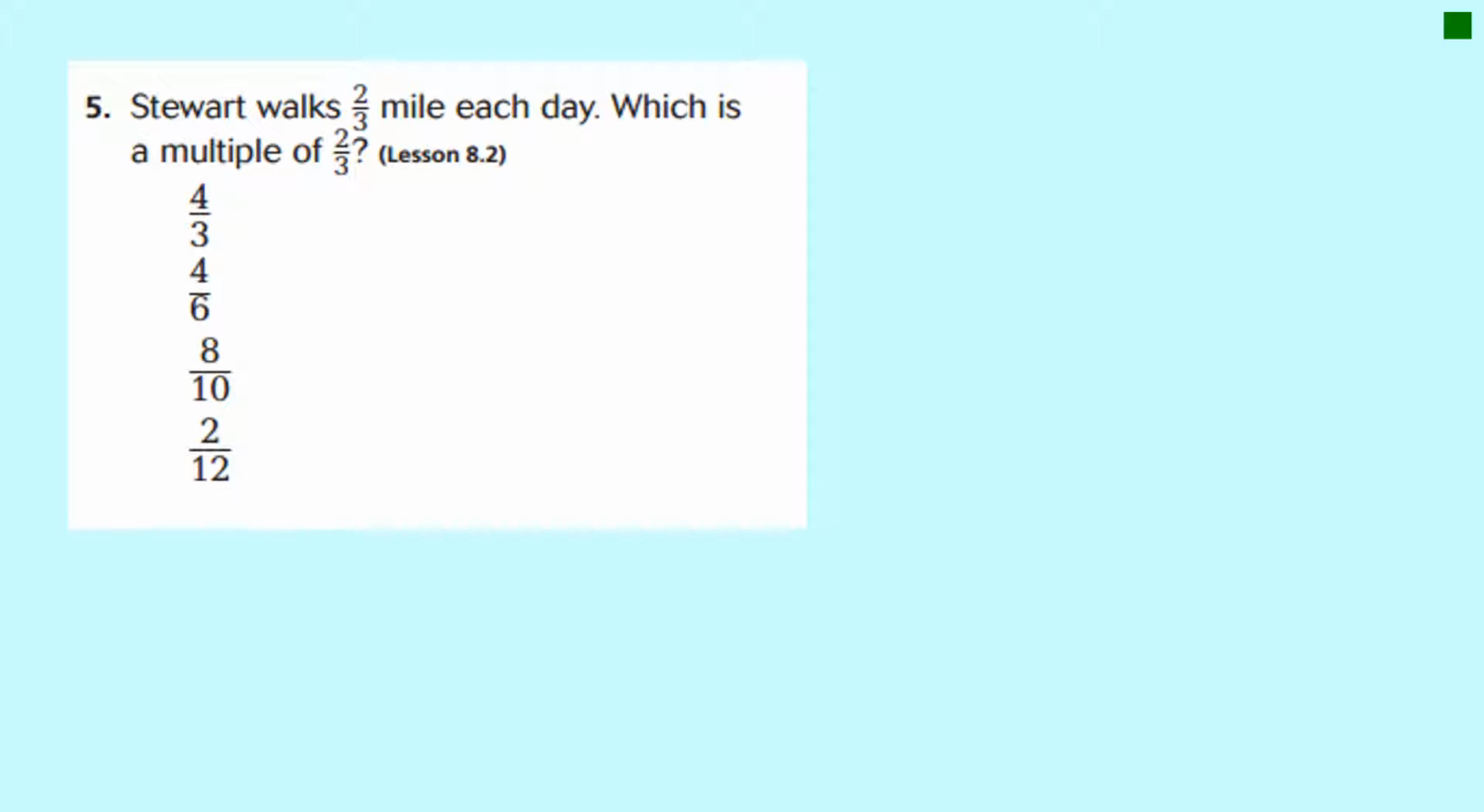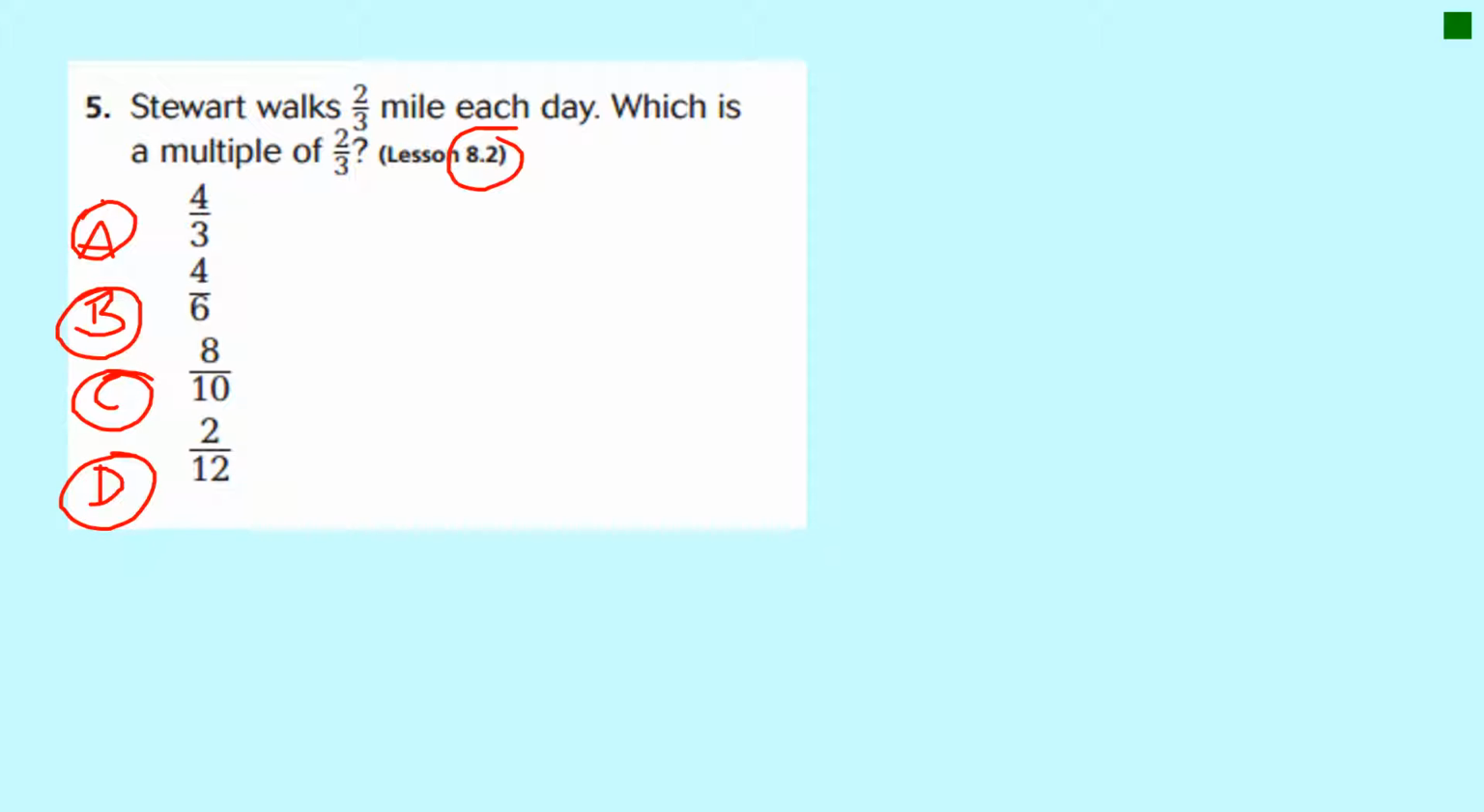Oh, here we are to review. Yeah, I told you there were just a few problems here. Chapter 8, Lesson 2. Stuart walks 2/3 mile each day, which is a multiple of 2/3. Now look how strange this is. It doesn't give me the A, B, C, or D on here. That is so weird, isn't it? Do your books have it? You know, like the little A circle and stuff? I'm going to write them in. I will not have this madness. There. I feel better now.